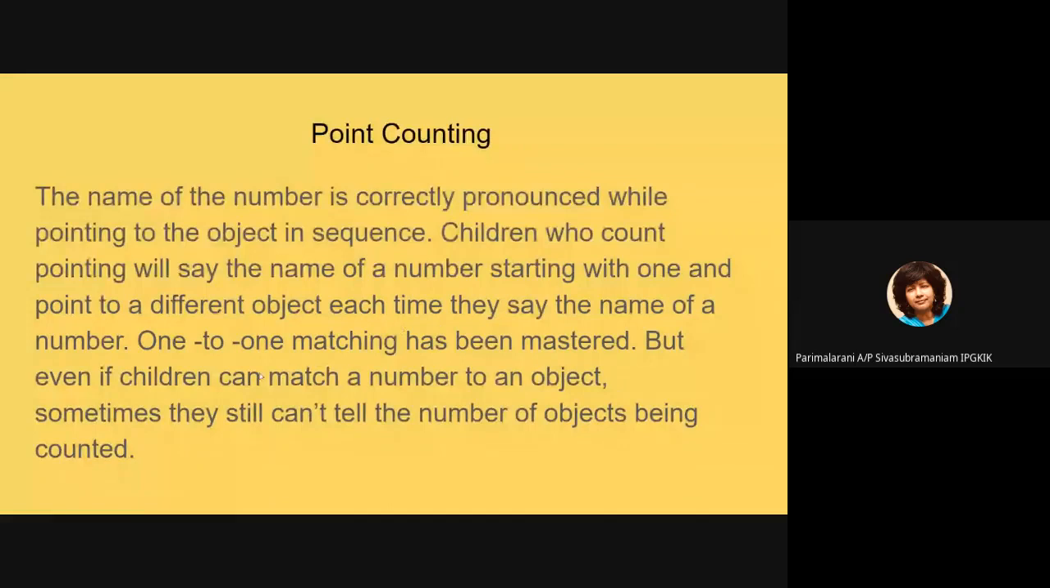That means this child has mastered one-to-one matching. But when you ask the child how many there are, they start counting all over again. They can point correctly and say the number names correctly. Say if there are 6 objects, they will point at the first one, 1, the second one, 2, 3, 4, 5, 6. When you ask them how many, they start counting again. They cannot tell you how many. So they are better than the rote counters, just that they cannot understand the cardinality principle yet.